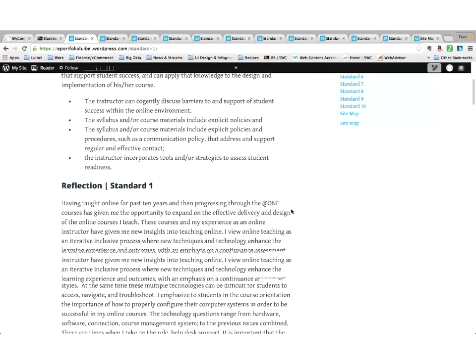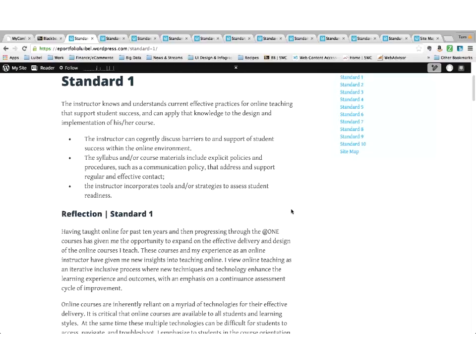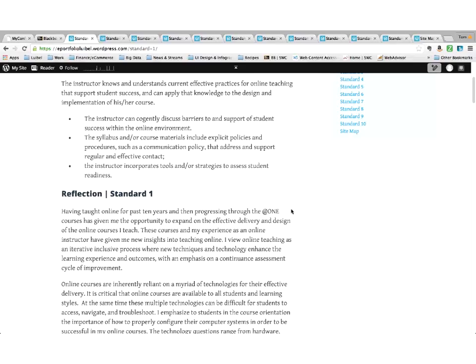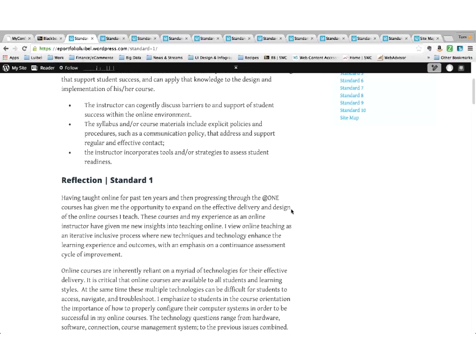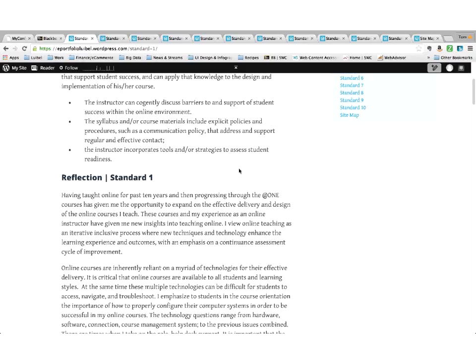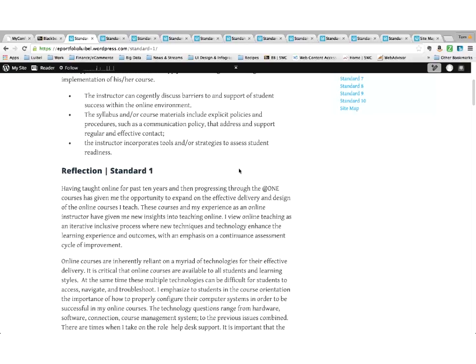So as you know, Standard 1 is: the instructor knows and understands current effective practices for online teaching that support student success and can apply that knowledge to the design and implementation of his or her course. The instructor can cogently discuss barriers to and support of student success within the online environment. The syllabus and our course materials include explicit policies and procedures, such as a communication policy, that address and support regular and effective contact. The instructor incorporates tools and/or strategies to assess student readiness.